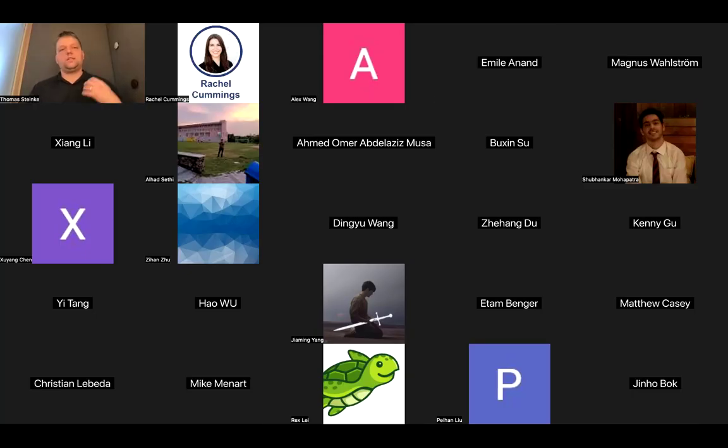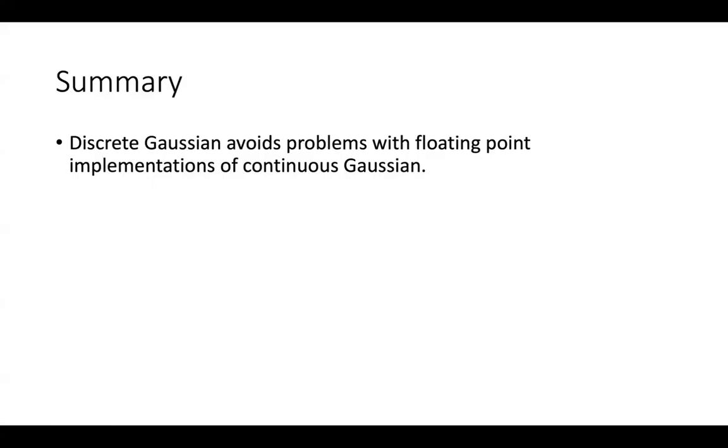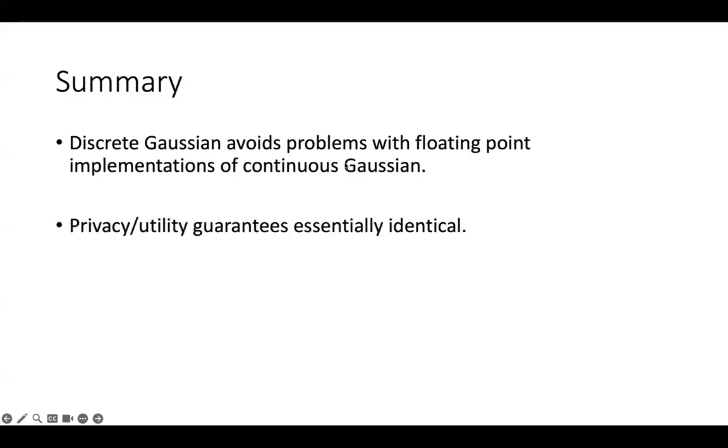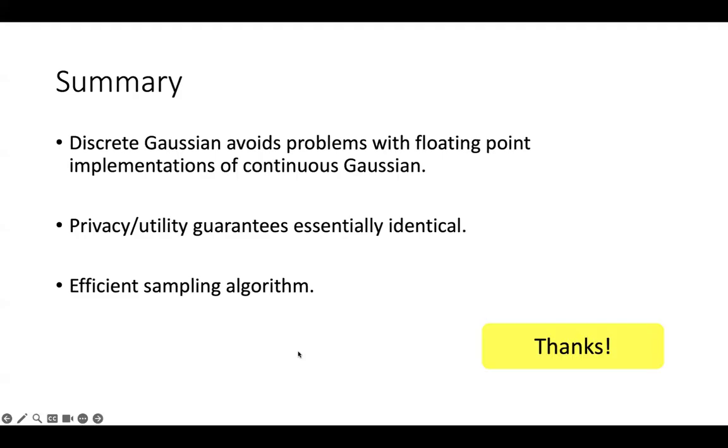Okay, so now we can wrap up. I just want to summarize again. So the motivation for the work is to avoid the difficulties with floating point implementations, because there's a disconnect between the theory of differential privacy and the practice, which is continuous versus discrete. And we show that the privacy and utility guarantees between the continuous and discrete Gaussians are essentially identical. And our other contribution is an efficient sampling algorithm. So that is the talk. Thank you very much.